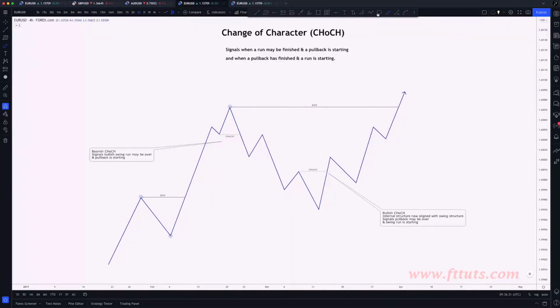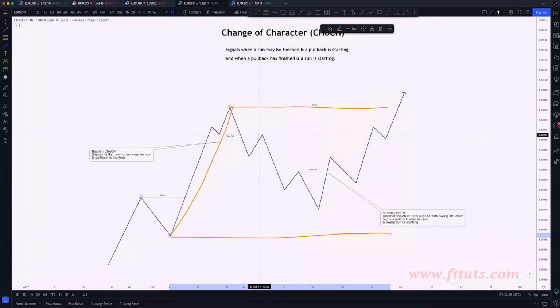Well, this is where change of character becomes really handy, where essentially this is all one swing leg up, okay? So we're now playing within this next range and we want to know, can we play that pullback, right? So if we see this minor low get taken out and we get that first sign of weakness, that change of character where that minor low gets taken out and we get that internal lower low, now the internal structure is bearish, and that is in line with trading a pullback, right? So now we can trade that pullback.